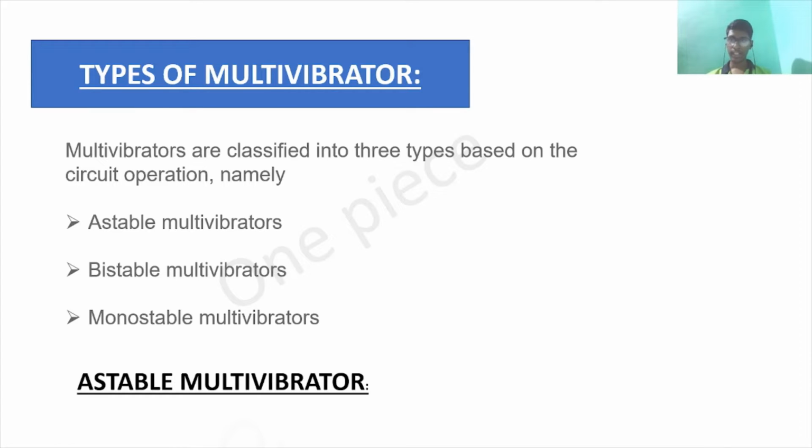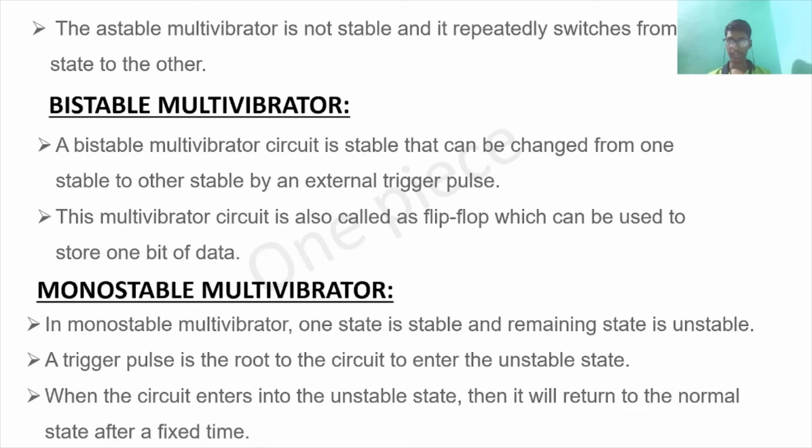Next, the types of multivibrator. Multivibrators are classified into three types based on the circuit operation, namely astable multivibrator, bistable multivibrator, and monostable multivibrator. Let us first discuss what an astable multivibrator is. An astable multivibrator is not stable and it repeatedly switches from one state to another.